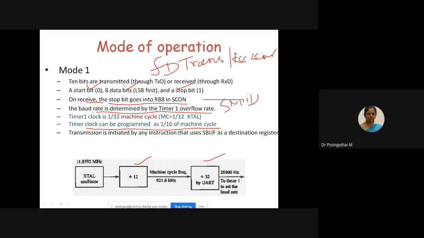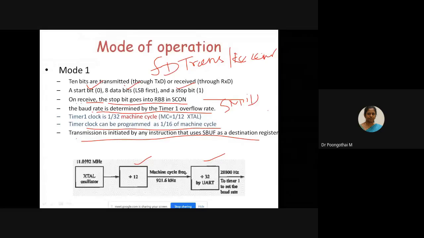So transmission is initiated by any instruction that uses the SBUF register as a destination register. During the transmission of 10-bit full duplex data, 10 bits are sent: the start bit, 8-bit data and stop bit. At reception, the start bit is discarded, the 8-bit data goes into your SBUF register, and the stop bit is saved in bit RB8 of the SCON register.